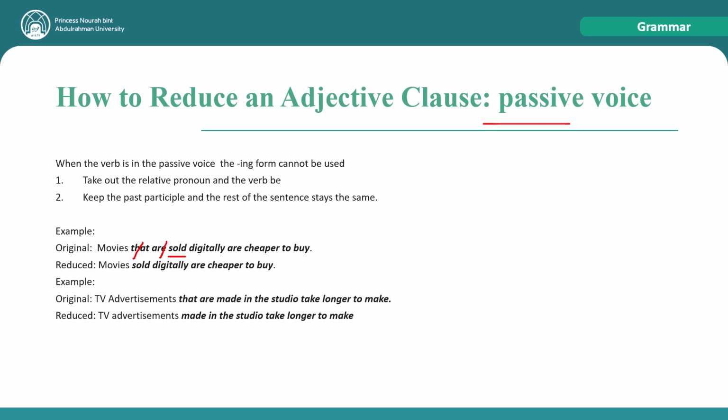Let's look at another example. TV advertisements that are made in the studio take longer to make. So, again, I am removing the relative pronoun and I'm removing the verb be. TV advertisements made in the studio take longer to make.